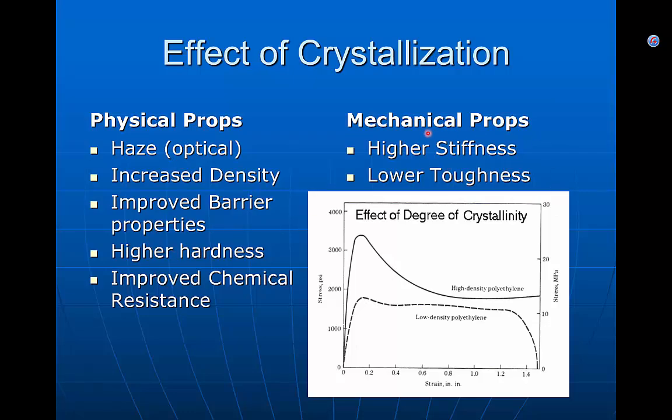Mechanically, modulus is going to go up in general for a given polymer. If I increase the amount of crystallization, I'm going to see lower toughness. But it's a little more complicated than that. A couple of things may be going on here as well, and we'll be talking about these. So let's look at this.